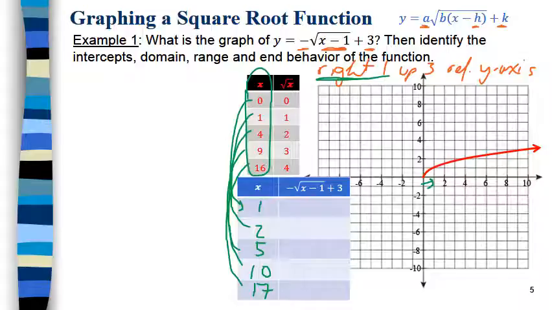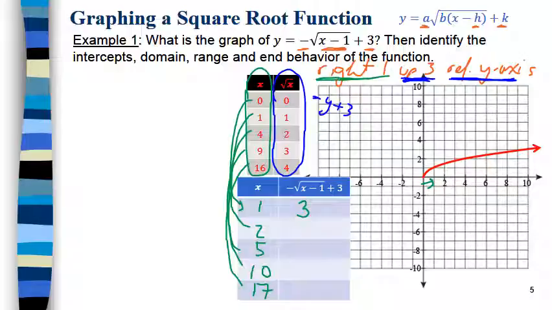Negative 0 is 0, plus 3, so 3. Or I can think of this as what I'm doing to my points. Up 3 means I'm adding 3. Reflection about the x-axis means I'm making the y value negative. So basically, I'm making this y value negative and then adding 3. So I'm doing negative y and then adding 3 to the points.